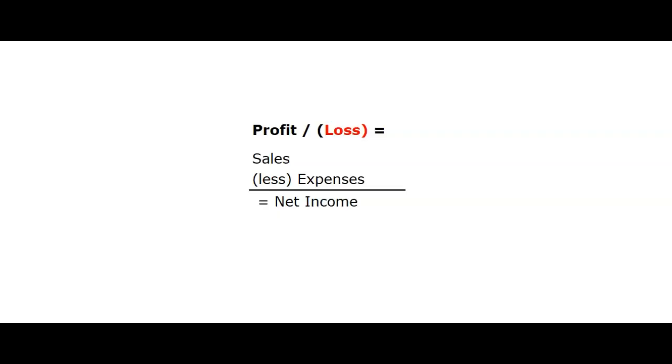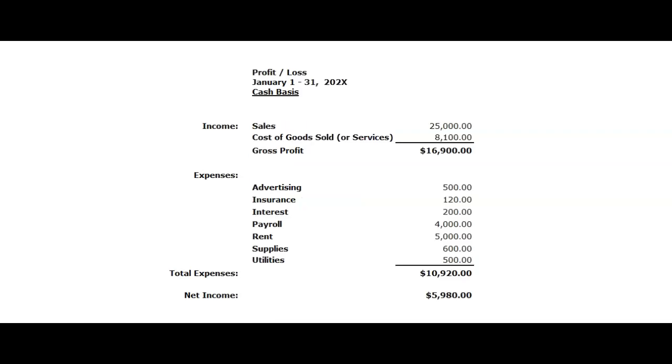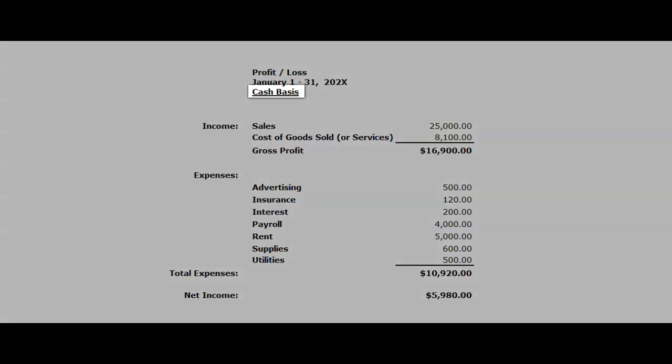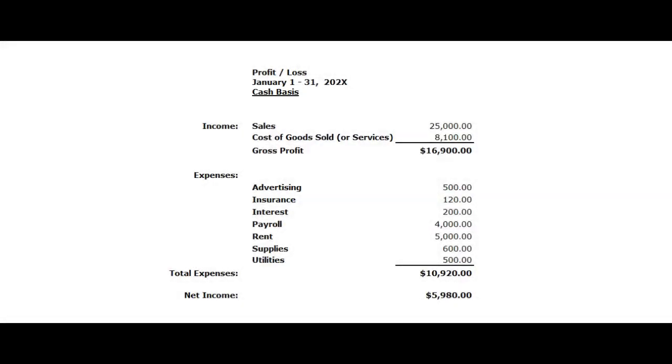So let's demonstrate. A profit loss report, otherwise known as a P&L, is computed by showing sales less expenses to bring you to net income. And here is an example of a fictitious business. This is a fictitious profit loss report which covers January 1st through the 31st, and this is on a cash basis. Now there are two types of accounting reports and methods. One is the cash basis and one is the accrual basis. But for ease of information and for simplicity, I want to narrow this down and keep it simple. This is a cash basis report.